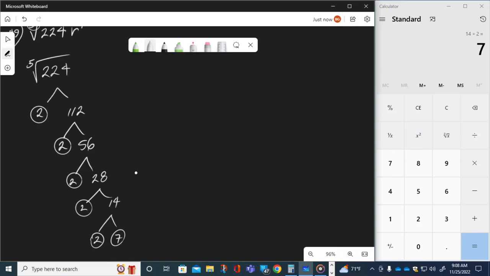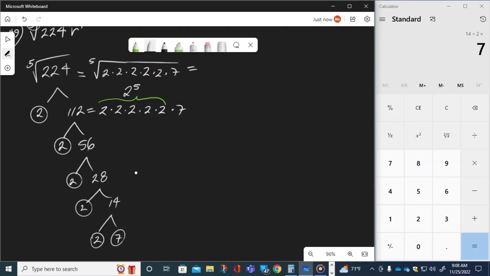so 224, the 5th root of that, it's equal to the 5th root of 2 times 2 times 2 times 2 times 2 times 7, okay? Because this is equal to exactly that, all right? But you can combine all these guys onto 2 to the power of 5 times 7.